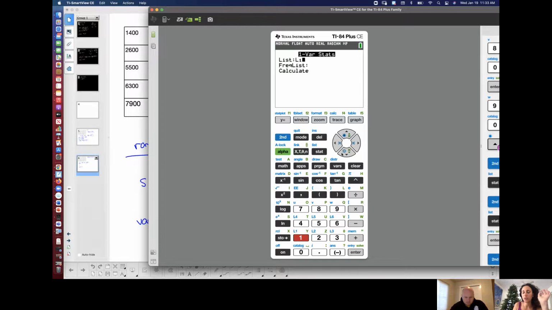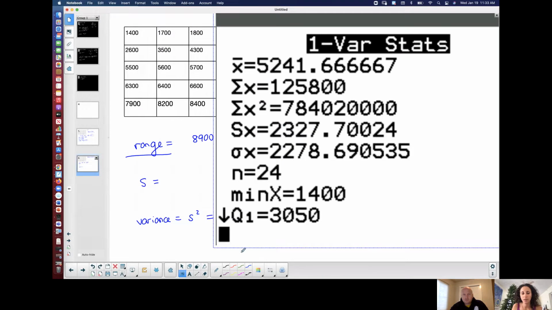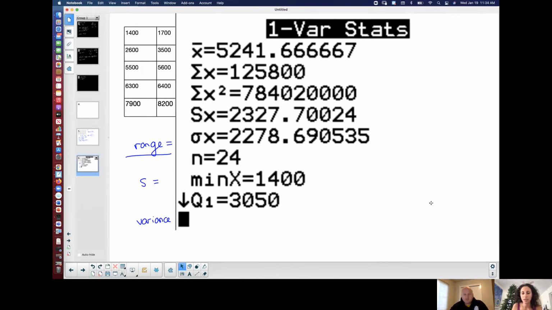Frequency list, we're not going to do anything there. That's if you have a frequency table. Your list would be the leftmost column and the frequency list would be the rightmost column, the frequency of each value. We don't have that here. Down to calculate, boom, all this stuff pops up. And actually, I'm going to copy and paste this for your notes real quick. I'll give you guys these notes after.